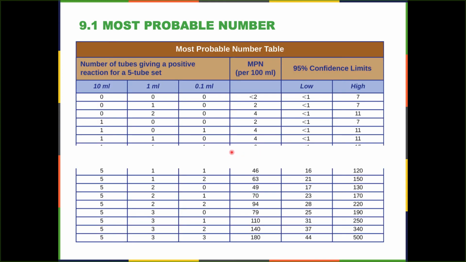So let's consult our handy chart. And remember, 10 milliliter, we had 5 positives; 1 milliliter, we had 2 positives; 0.1 milliliter, we had 0 positives. So let's go down our list and start looking. We got 5, 2, 0. Oh, look at that.